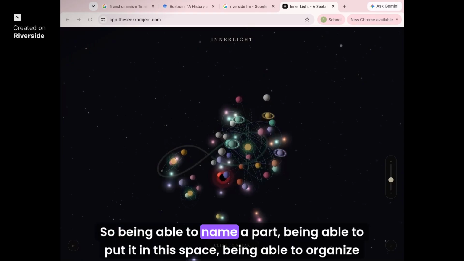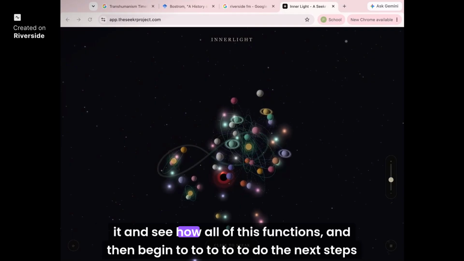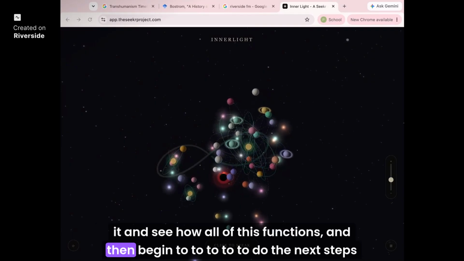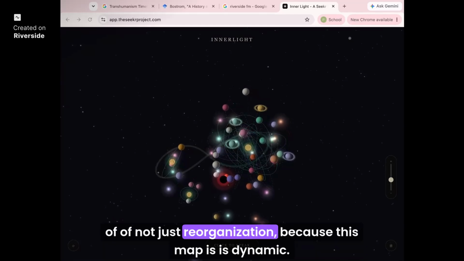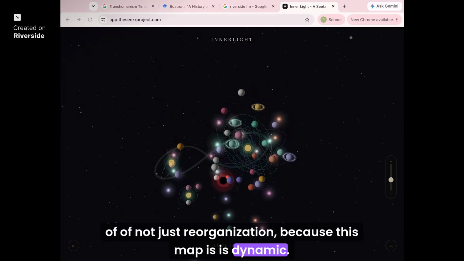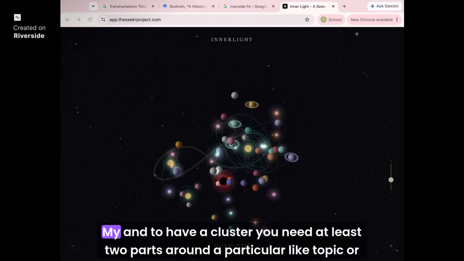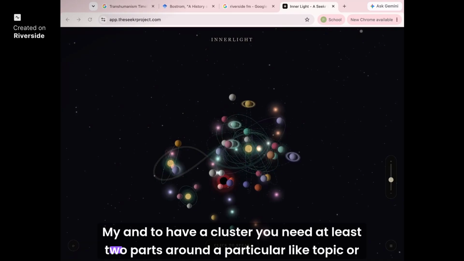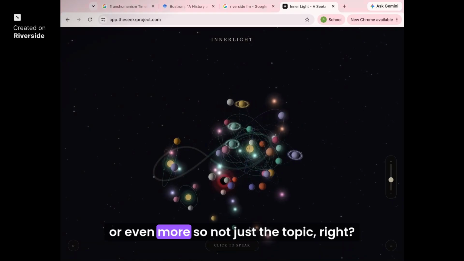And so being able to name a part, put it in this space, organize it and see how all of this functions, and then begin to do the next steps of not just reorganization, because this map is dynamic. Meaning, earlier this week, I was at 4 clusters. And to have a cluster, you need at least 2 parts around a particular topic, or even more so, not just the topic.